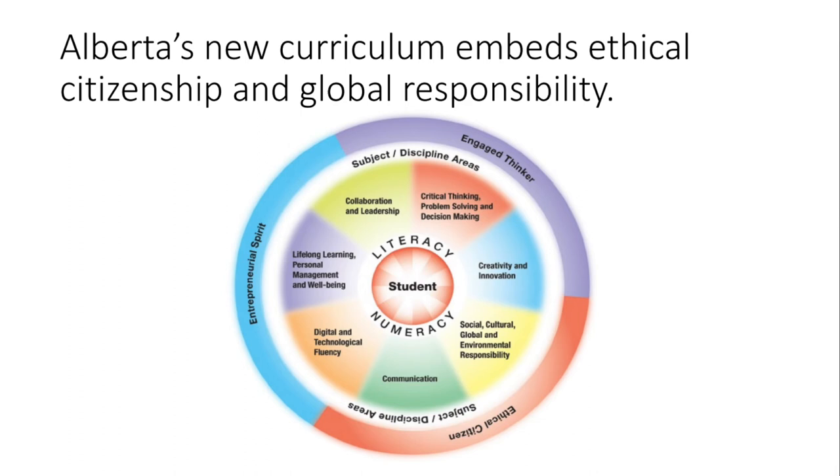I want to let you all know that Alberta's not so new anymore, but curriculum embeds ethical citizenship and global responsibility, as you can see, with the student at the center, with literacy and numeracy being primary goals, in addition to critical thinking, problem solving, decision making, creativity and innovation, social, cultural, global, and environmental responsibility, developing good communication skills, digital and technological literacy, and recognizing lifelong learning, personal management, and well-being, as well as the ability to collaborate and lead. What we have are ethical citizens that can engage and recognize interconnections of all the systems I've mentioned earlier and more.